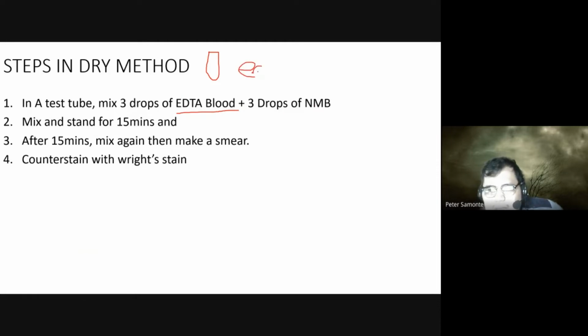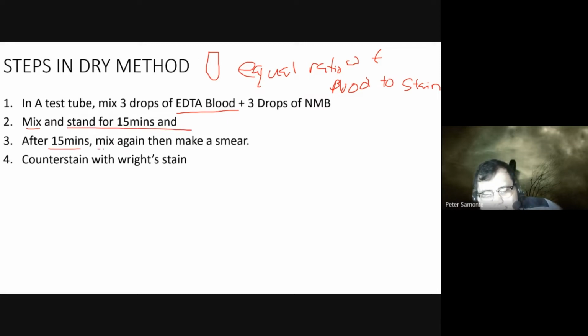So, equal ratio of blood to stain. So, 3:3. So, 3 drops ng blood, 3 drops ng stain. Then, you're going to mix and stand for 15 minutes. Then, after 15 minutes, mix again, then make smear. Then, counterstain with Wright stain. Now, this is technically not required. I will explain that later.